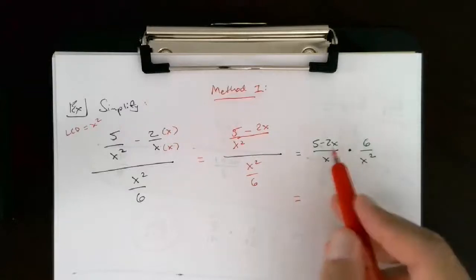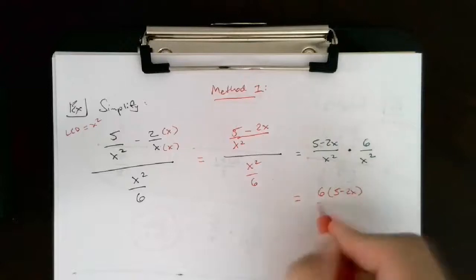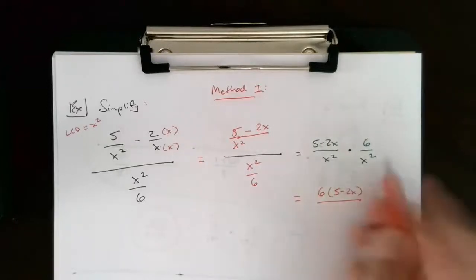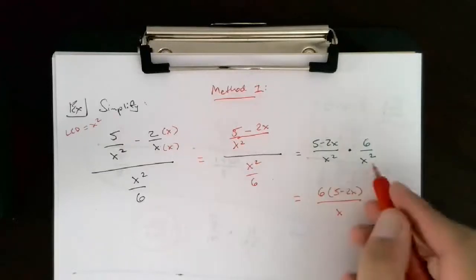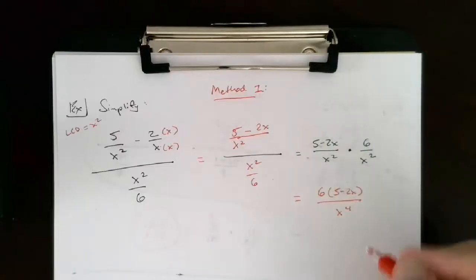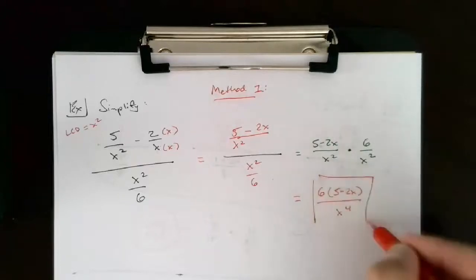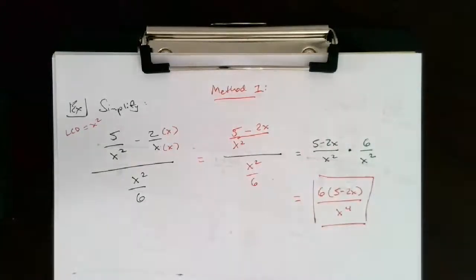So with 5 minus 2x times 6, which I'll write as just 6 times 5 minus 2x, you can leave that in factored form. x squared times x squared is x to the, remember when you multiply two things with the same base, you add their exponents, so this would be x to the 4th power. And if this is reduced at all, you would reduce it, but in this case, it does not, so you could leave it, and that would be your answer using method 1.